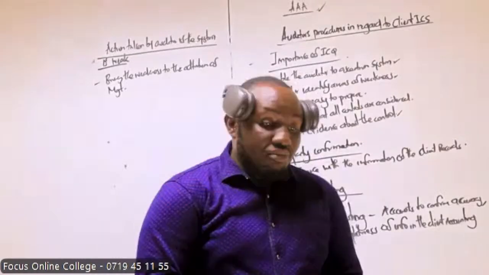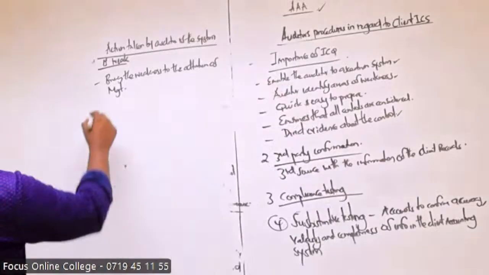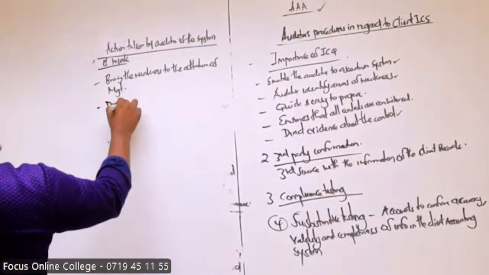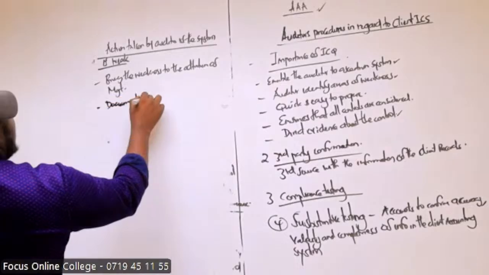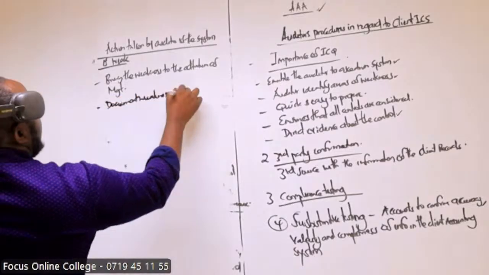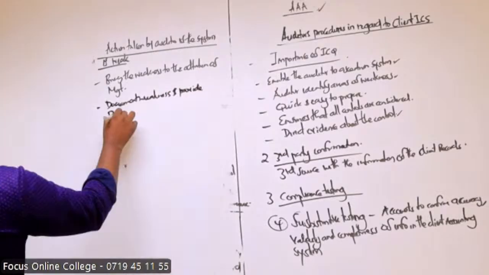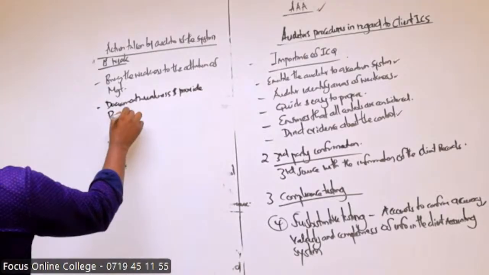Again, as an auditor, you can do what? Document weaknesses and at the same time provide recommendations. How do they make the system better?